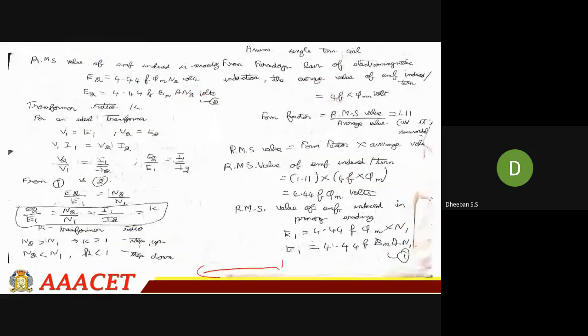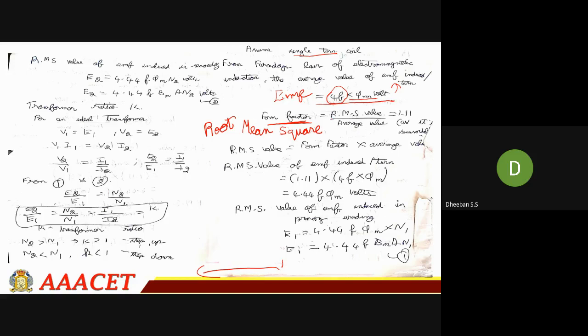For that particular single turn, we will be applying Faraday's laws of electromagnetic induction. If you apply Faraday's laws of electromagnetic induction, you'll get the formula like this: the EMF induced will be equal to 4 times your operating frequency into your maximum flux. This is what we have learned from Faraday's law. After this we have to multiply this value with the form factor. Here the form factor is nothing but the RMS value by average value. RMS means root mean square value.